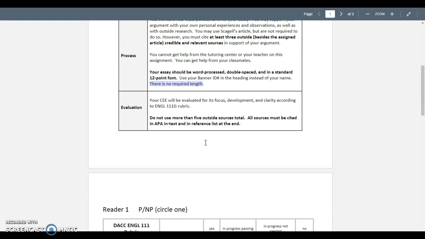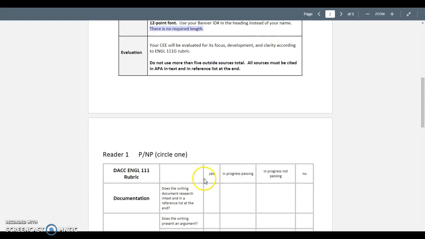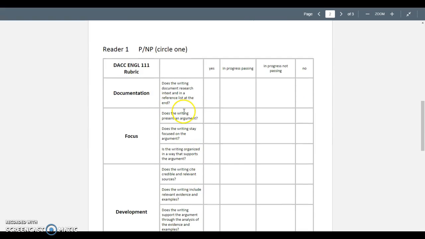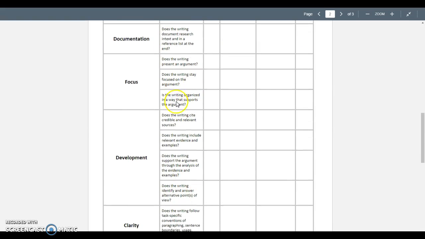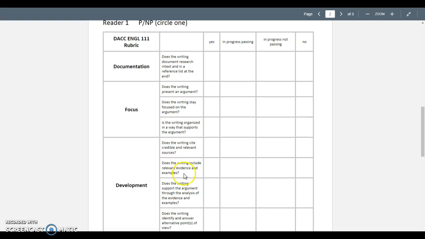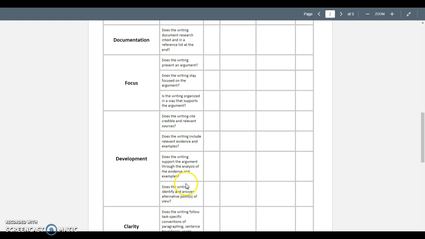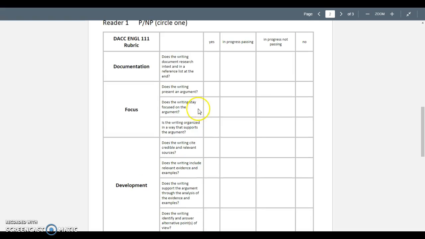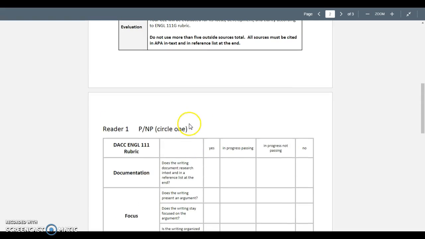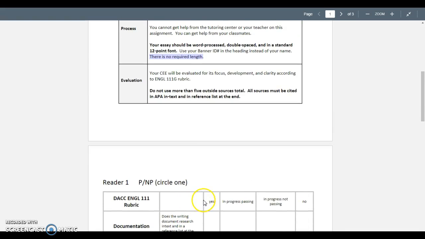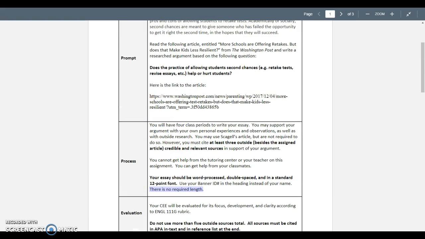And when I say there's no required length, obviously look at the rubric and try to determine how long your essay should be to fulfill all of these requirements. I would say at least 2 pages will fulfill these requirements. I've had students who write 8 pages and they still don't pass the common exit essay the first time because they didn't follow these requirements. So make sure you look at the rubric and make sure you read the instructions carefully.